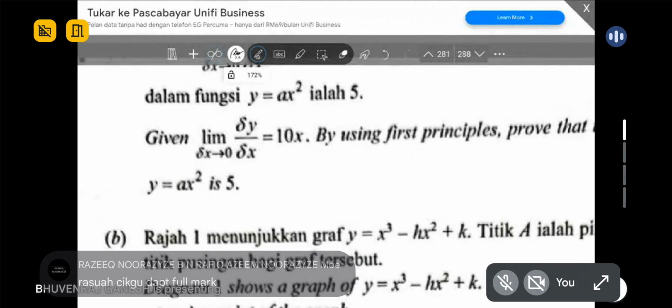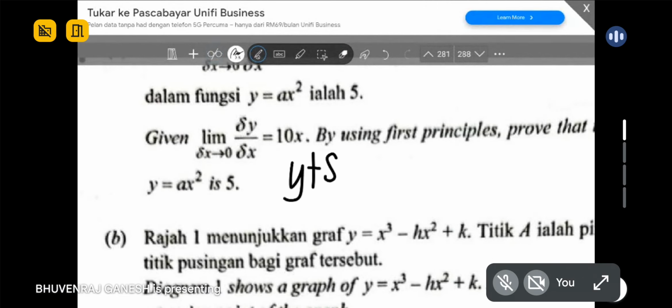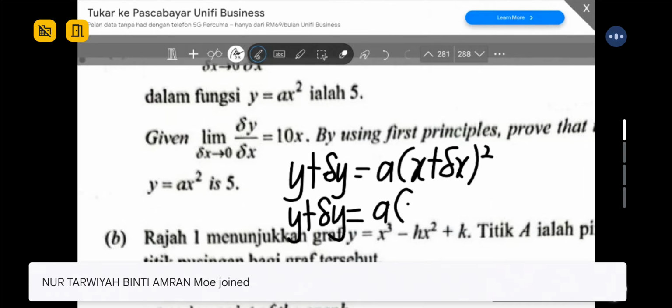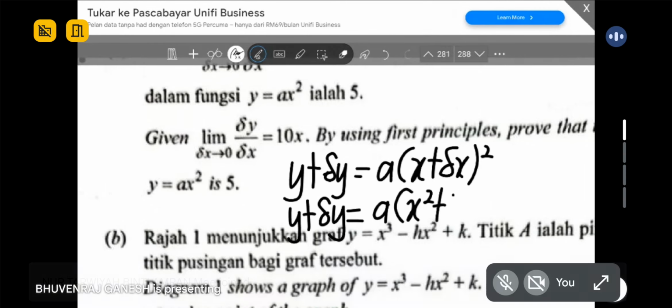I show you guys the working. Okay, so y plus delta y. First step, you must add delta y and delta x. Okay, something like this. So y plus delta y equal to a(x square plus 2x delta x plus delta x square). So you expand.